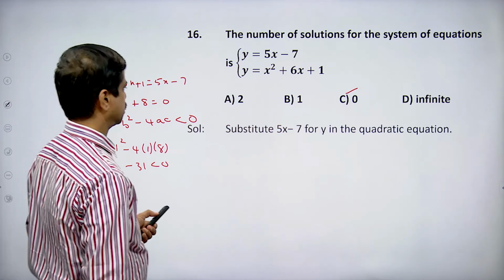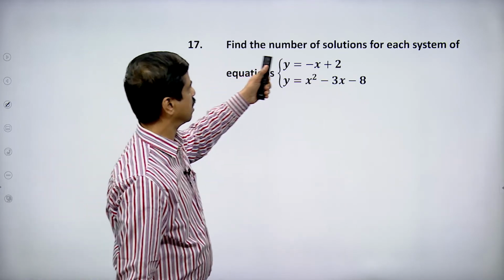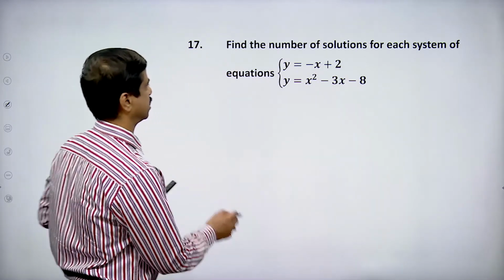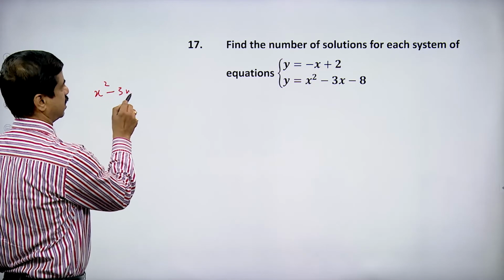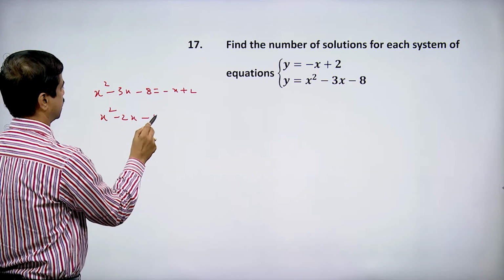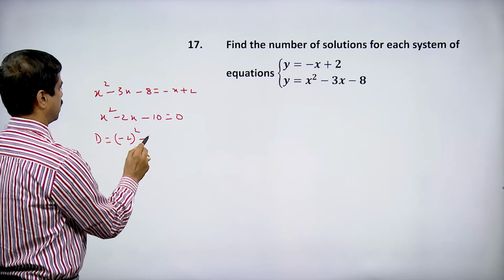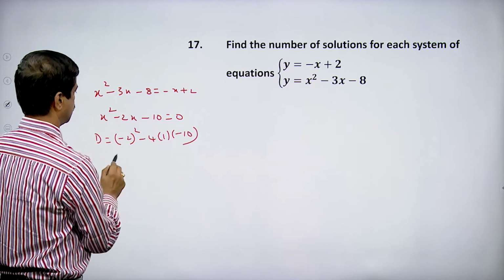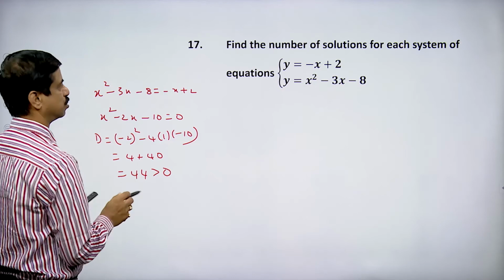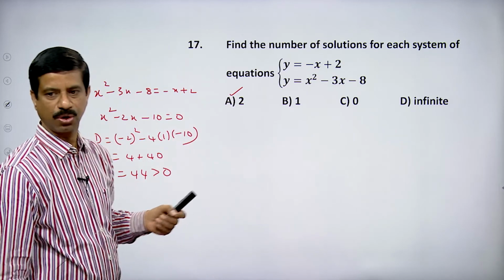Yeah, my dear friends, let us move to the next question. Find the number of solutions. Again, it is the same. Need to equate these two and find the discriminant. x square minus 3x minus 8 equal to minus x plus 2. So, x square minus 2x minus 10 equal to 0. So, the discriminant is b square minus 4ac: 4 plus 40, that is 44, sorry, greater than 0. So, 2 real roots. So, option A, quick.